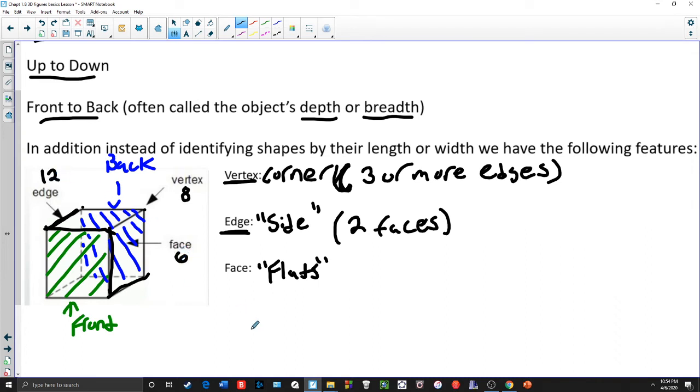And again, it kind of makes sense because, well, I won't go there. That's getting a little bit too into detail with what I was just about to say there. So we'll just keep it at that. So 6 faces, 12 edges, 8 vertexes, or vertices as it's properly called.